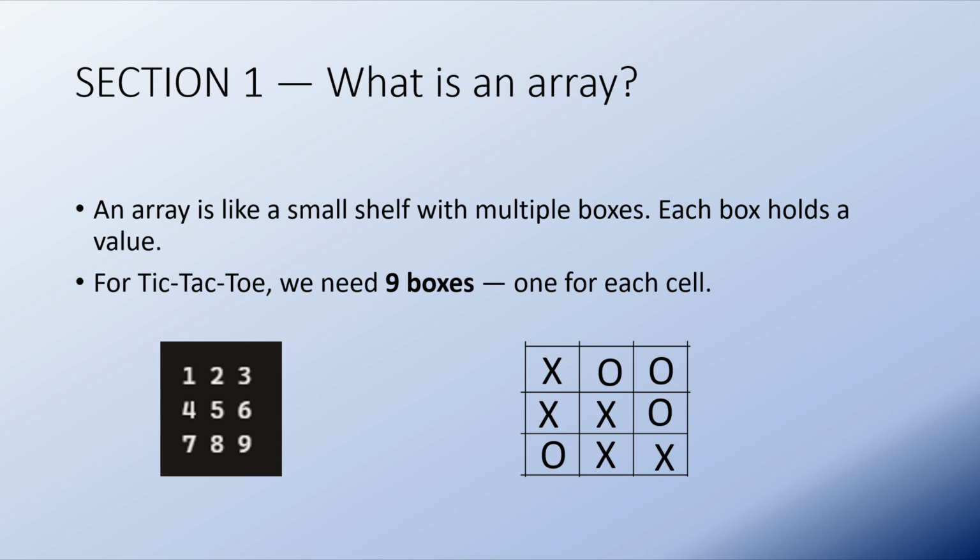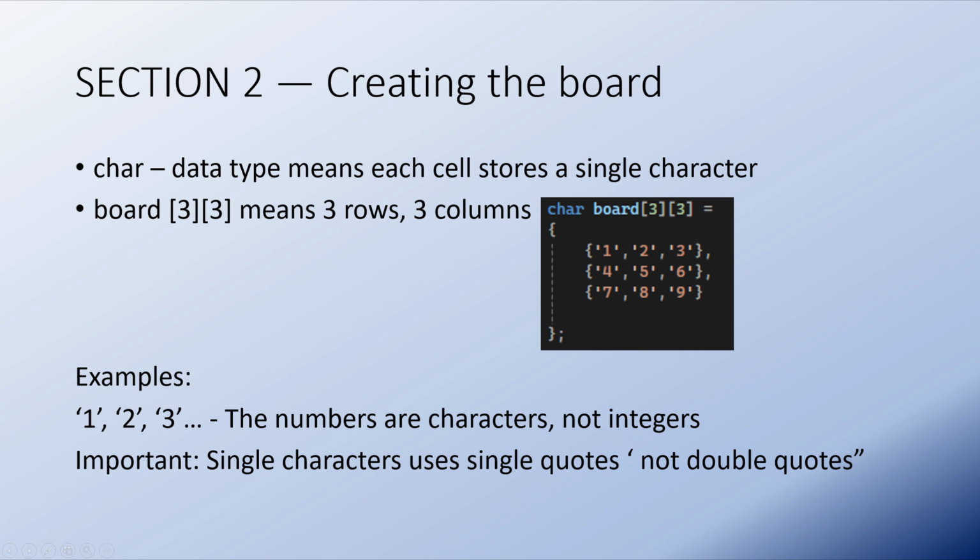As you can see visually on the screen, these 9 spaces start out with simple number placeholders from 1 to 9. These numbers make it easy for the player to identify which spot they want to pick. As the game progresses and players make their moves, we will replace those number characters with an X or an O. Now let's look at section 2, creating the board.